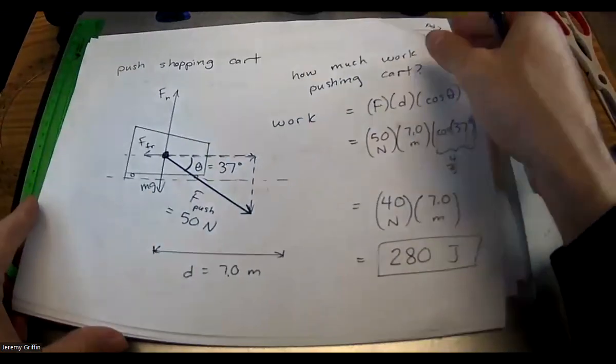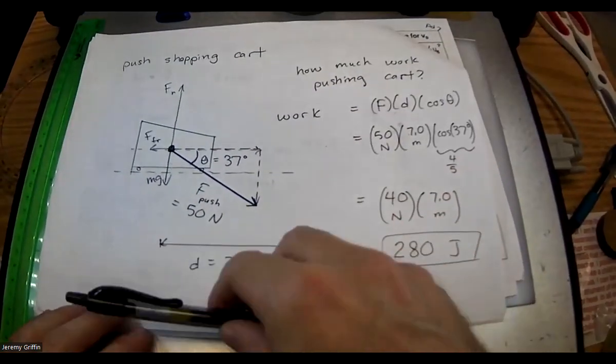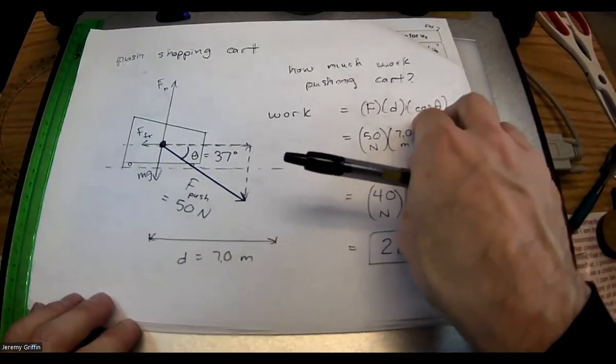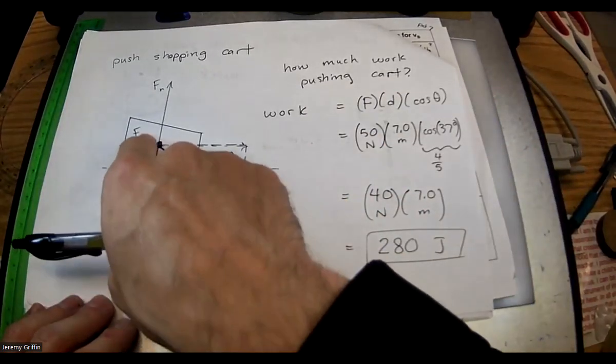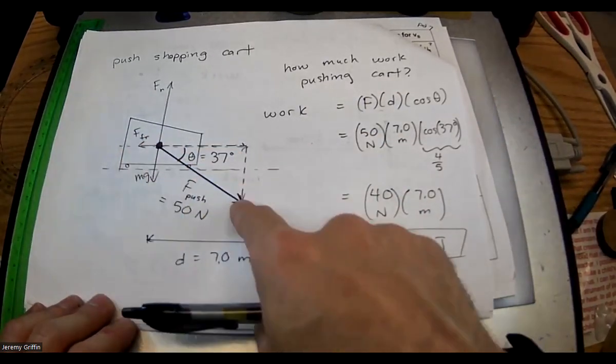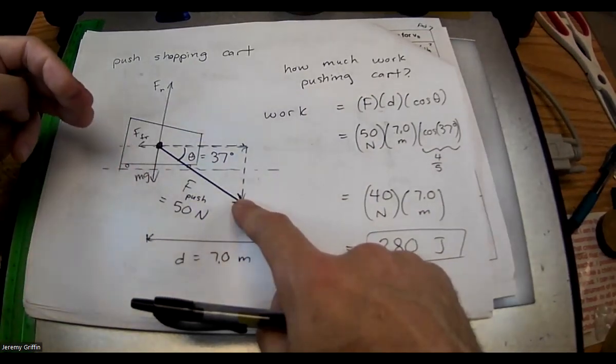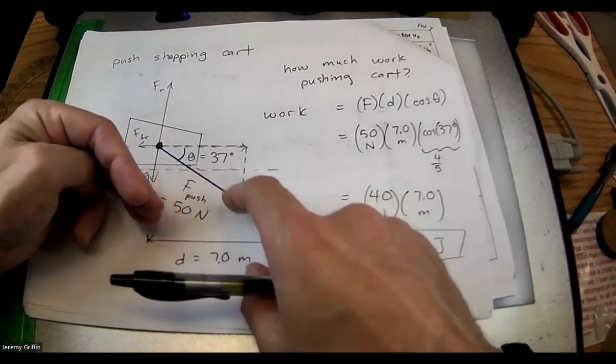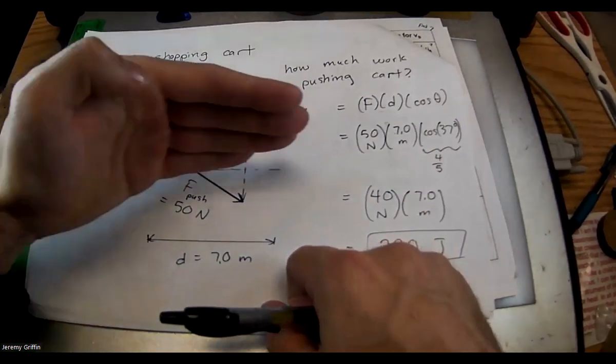And what about pushing on some angle? Here's where the cosine formula is particularly helpful. What if I'm pushing a grocery cart with 50 newtons of force, but kind of down on this 37-degree angle below the horizontal, and the grocery cart, of course, only moves horizontally.